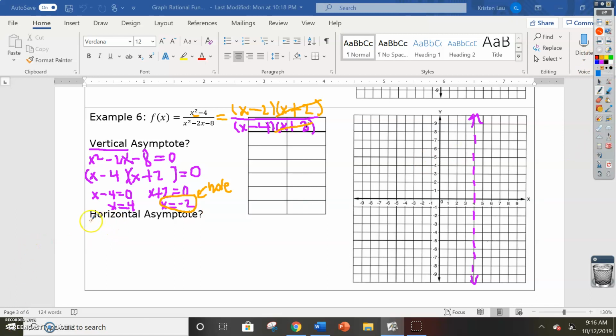So now I'm going to go and find my horizontal asymptote. Remember, I'm going to look at the leading term of both of my polynomials. That's x squared on top and x squared on the bottom. Since my exponents are equal to each other, that means there's going to be a horizontal asymptote at a over b, where a and b are the coefficients in front of x squared. That's 1 and 1, which is just 1. So that means there is a horizontal asymptote at y equals 1.